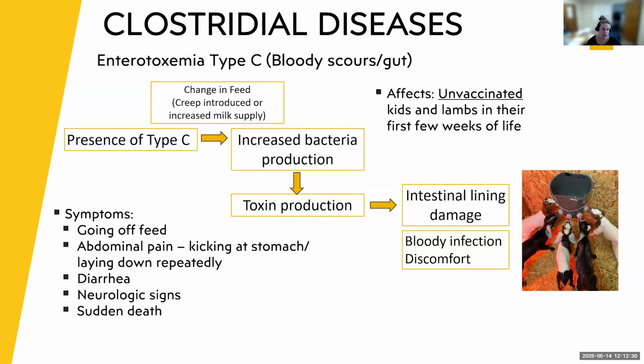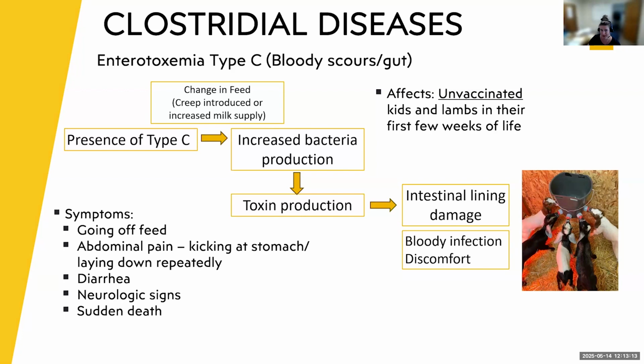So the first type I'll talk about today is Enterotoxemia type C. This might also be referred to as bloody scours or bloody gut. What happens here is there is presence of type C Clostridium in the animals at all times. But when there's a sudden change in their feed, whether that be through creep feeding or an increased milk supply, that increases the bacteria production, which then increases the production of toxins. And so it's actually those toxins that are causing the damage. And so this causes intestinal lining damage, bloody infection, and discomfort.